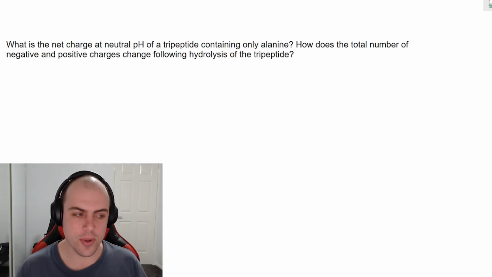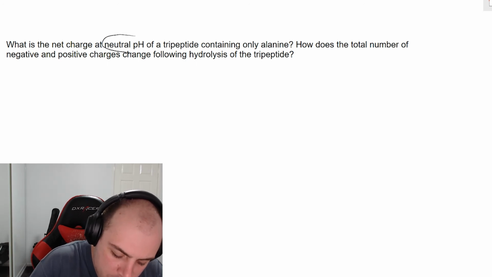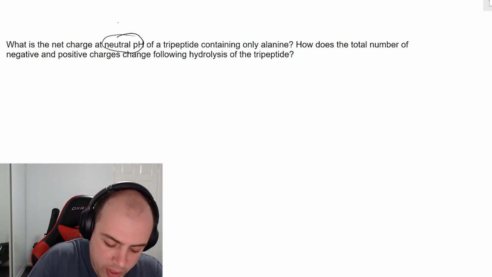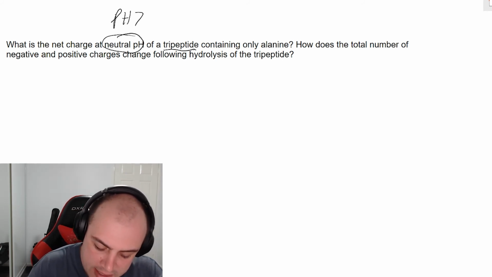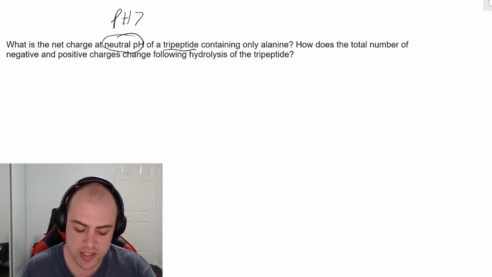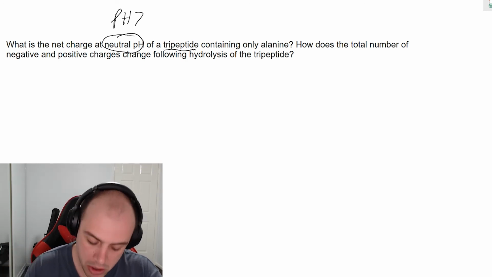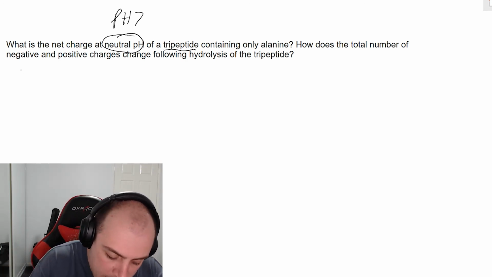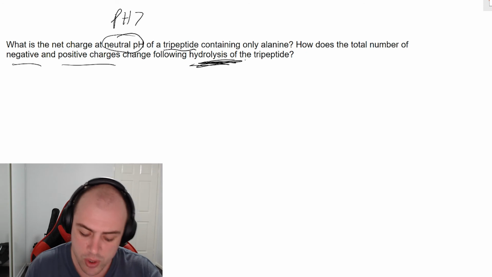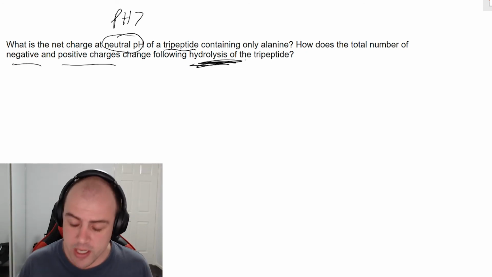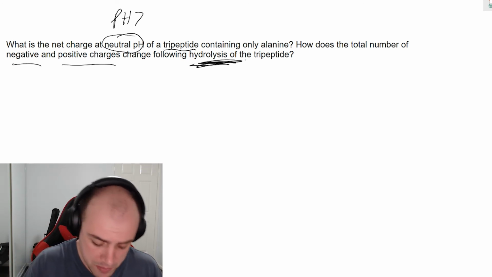And our last question for the day is, what is the net charge at a neutral pH? So at a neutral pH, we can assume a pH of 7, of a tripeptide containing only alanine. So what this means is that we have 3 alanines that are joined together via a peptide bond. How does the total number of negative and positive charges change following hydrolysis of the tripeptide? Okay, so the first thing that we need to do is draw out alanine as a tripeptide so we can wrap our head around it.